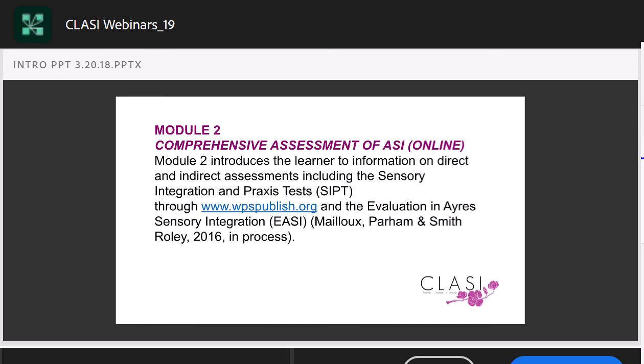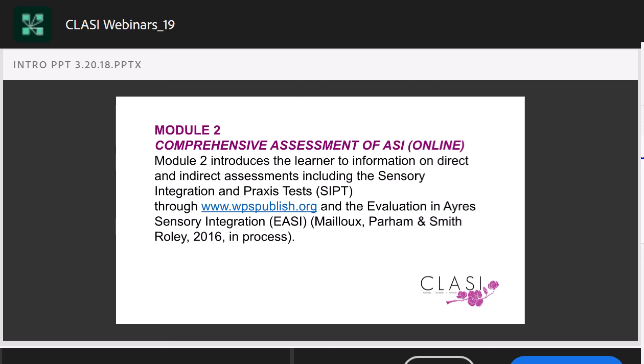Module 2 is a detailed set of lessons on instruction for comprehensive assessment in Ayres sensory integration. And this course covers the details of administration and scoring for the sensory integration and praxis test. At this point, we are introducing the EASY. The EASY is not yet completed, so we cannot give a full set of instructions yet, but we are introducing the EASY, and we are using some of the tests now.